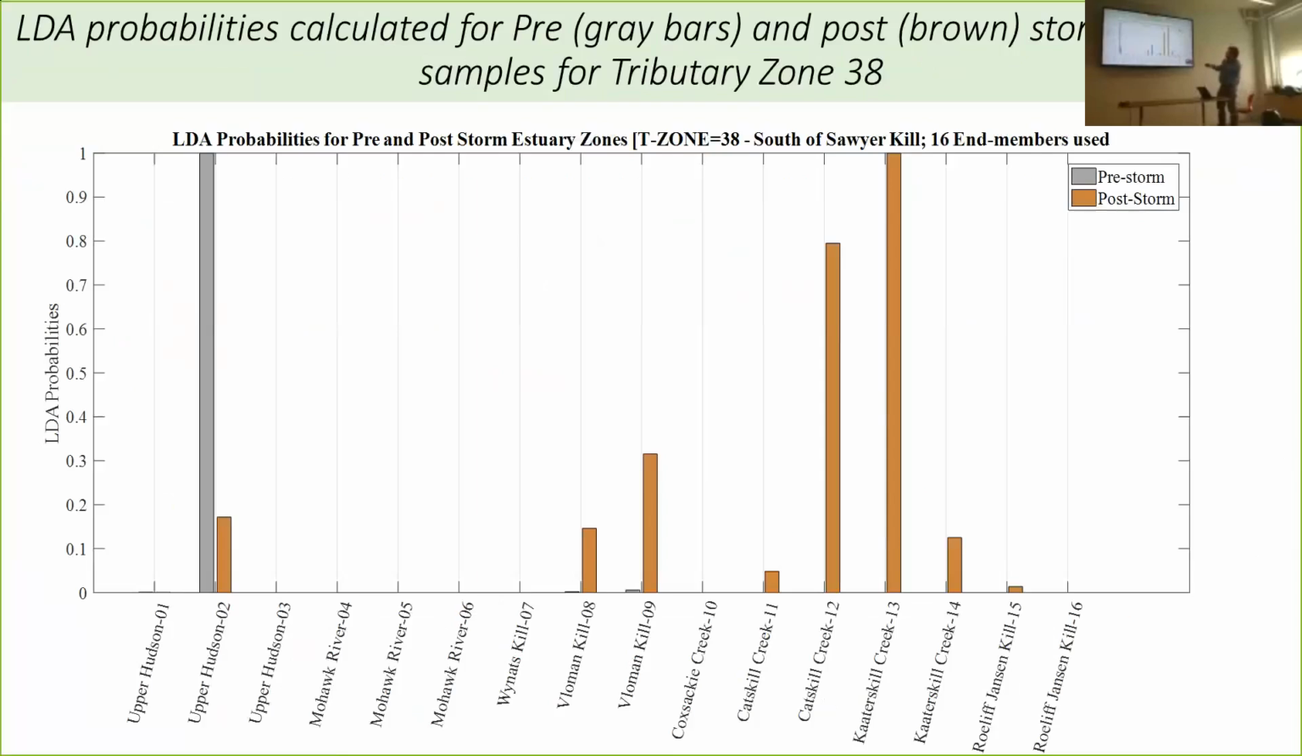I picked this one because it's just south of the Catskill, or south of Saugerties, which is just below. And this really did show very, very little upper Hudson, and it seems like we do see an emphasis on the input from the Catskill system.